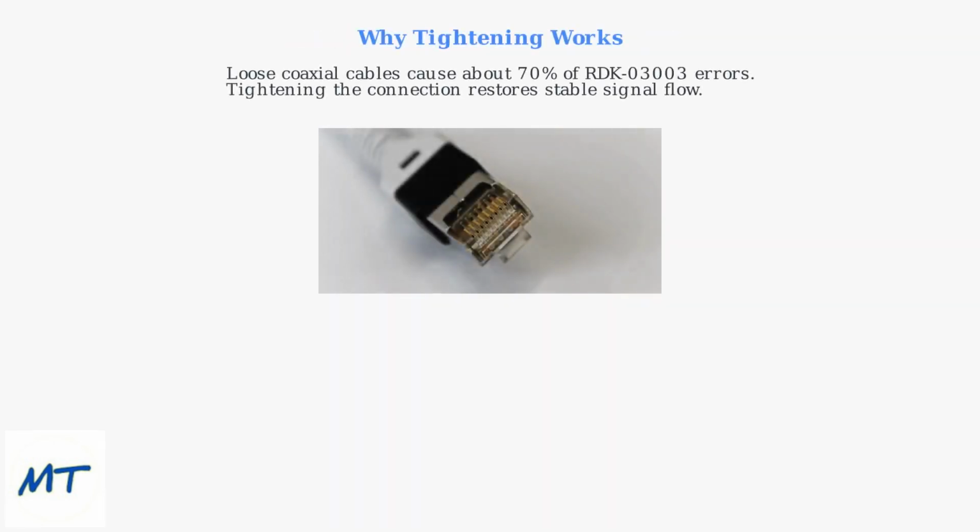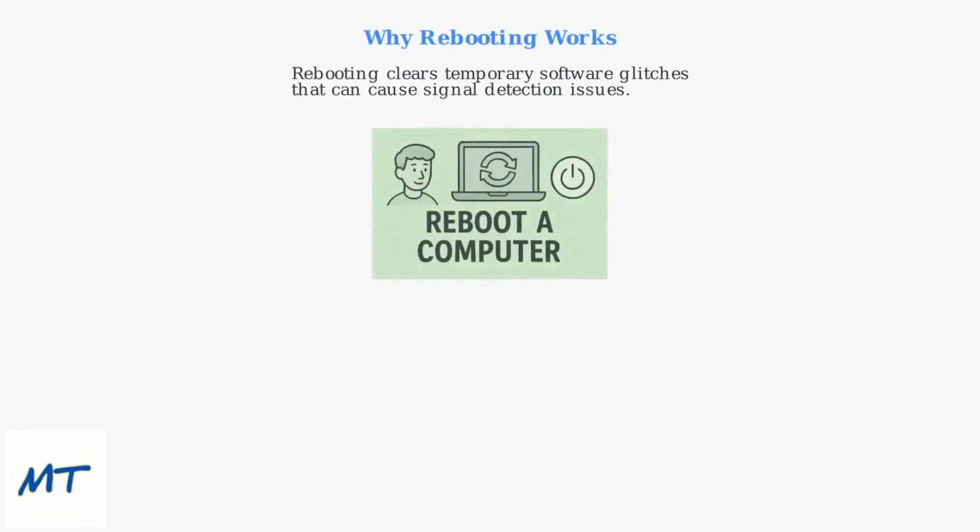Tightening the coaxial cable connection fixes the most common cause of the RDK-03003 error. Loose cables are responsible for roughly 70% of these cases, as they interrupt the signal flow needed for your Xfinity device to function properly. Rebooting your Xfinity device resolves software hiccups. These temporary glitches can prevent the device from properly detecting or processing the incoming signal, leading to the error. A fresh restart clears these issues.